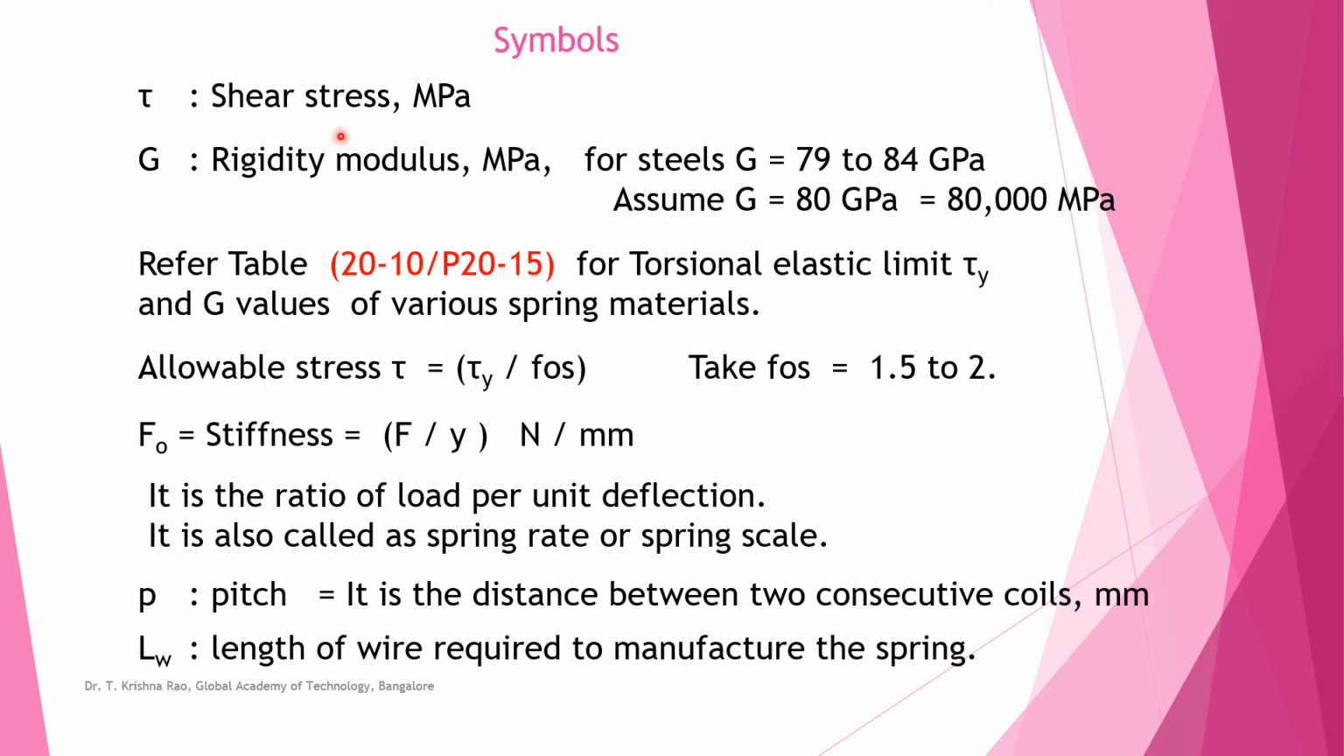Tau is the shear stress. Helical springs are subjected to shear stress. G is the rigidity modulus. Normally 80,000 we take whenever it is not given for steels.